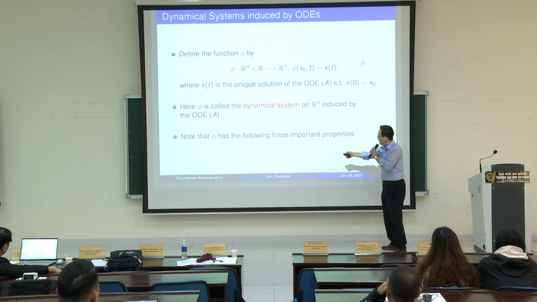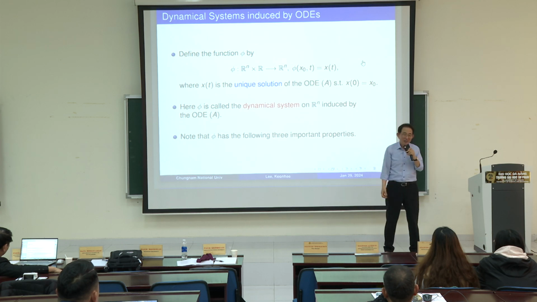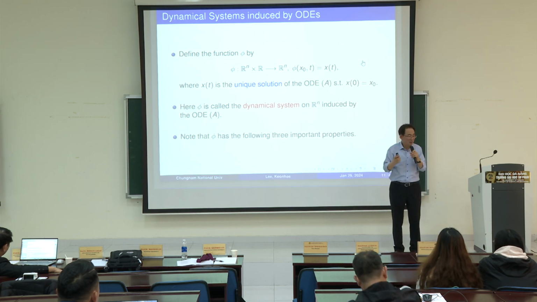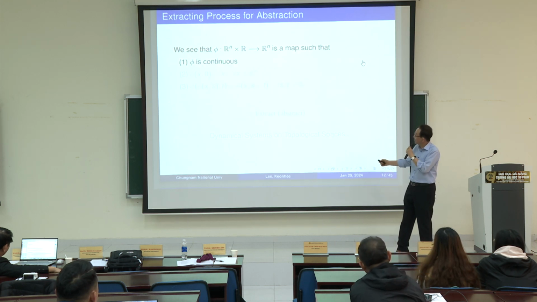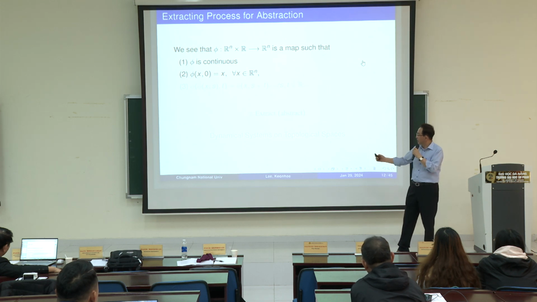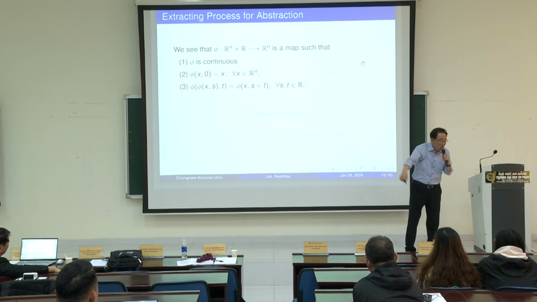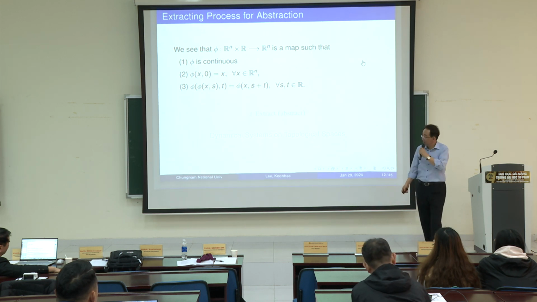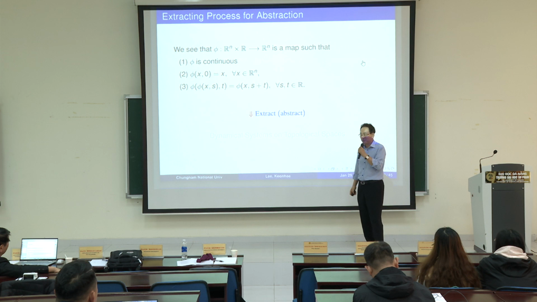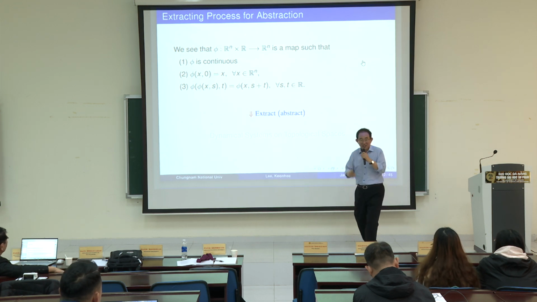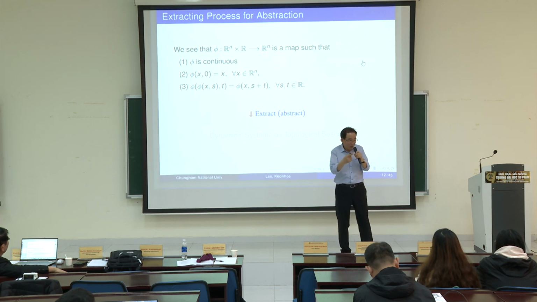Then phi has the following three important properties. We are going to extract some properties. It is a map with three conditions. It is the collection of the solutions, right? It has the three conditions. Now, we are going to abstract. We are going to extract the three conditions from the model on Rn.